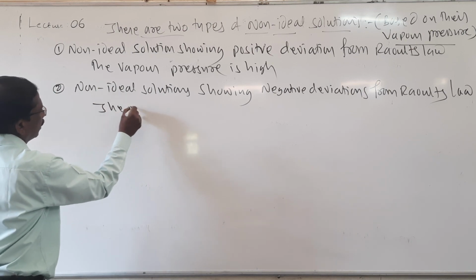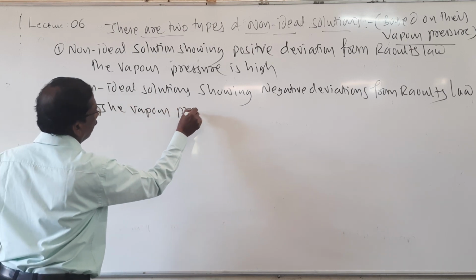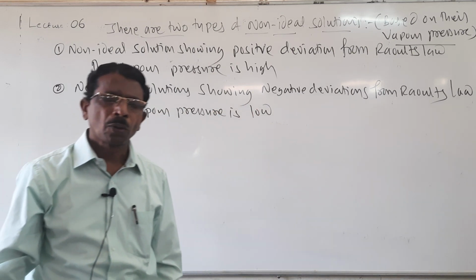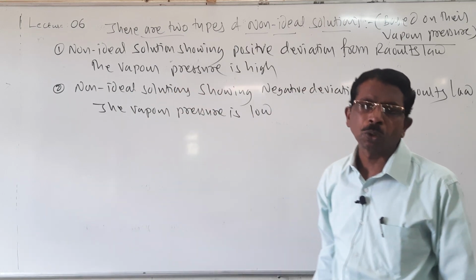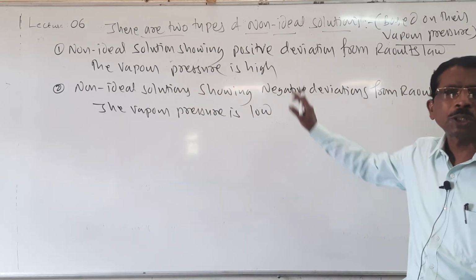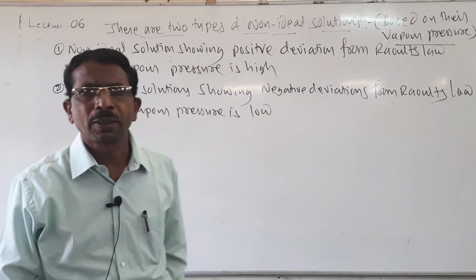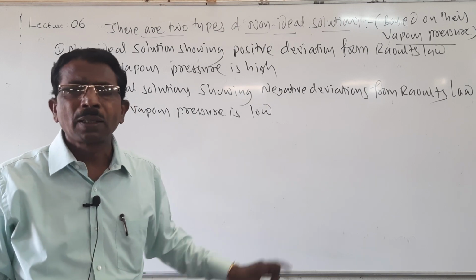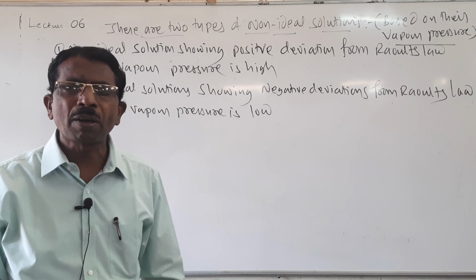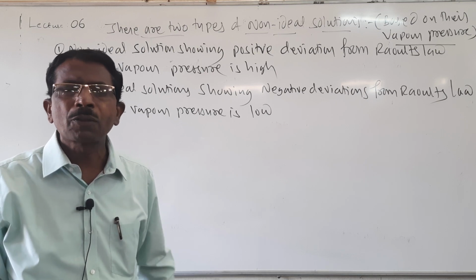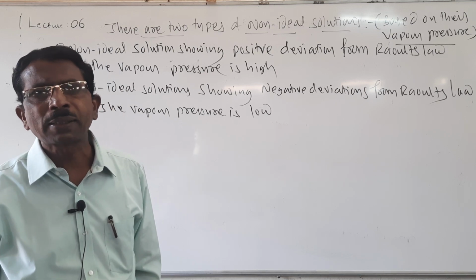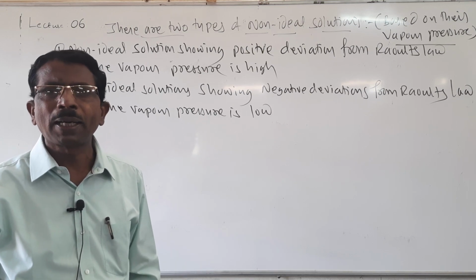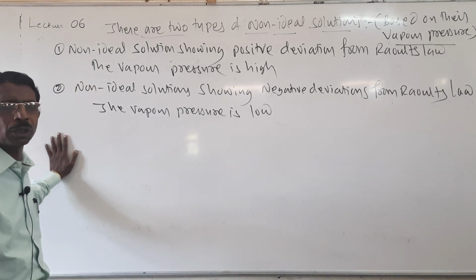So here the vapor pressure is low. Look here, students, if the vapor pressure is lower, then the solution shows a negative deviation. If the vapor pressure is high, the solution shows a positive deviation. These two classifications are also important. They may ask in the examination to distinguish between non-ideal solutions showing positive deviation and negative deviation. It is for 2 marks or 3 marks. If you write 2 differences, you will get 2 marks. If you write 3 differences, you will get 3 marks. So 2-mark and 3-mark questions may be asked.